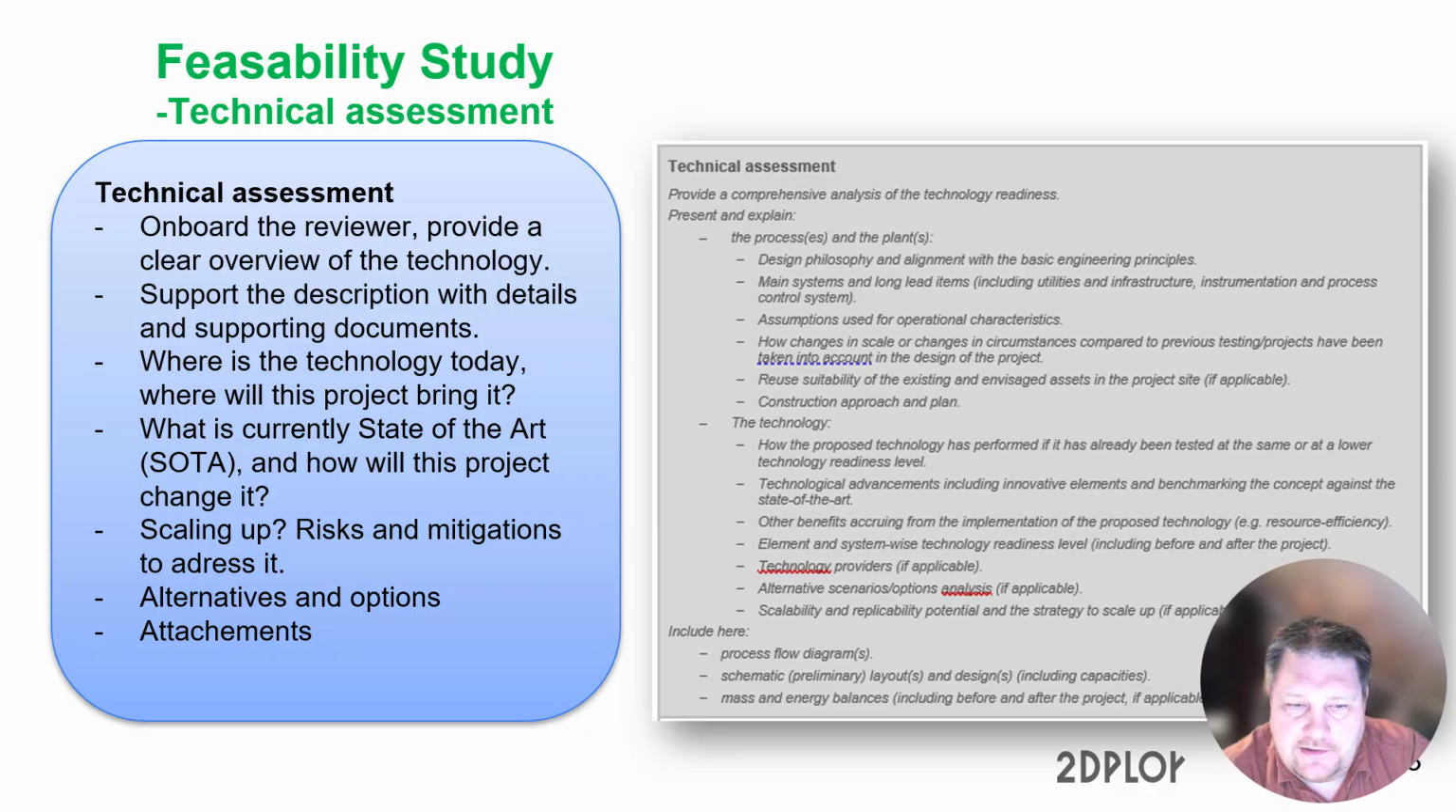What is currently the state of the art, and how will this particular project change the state of the art? If you are in a scaling up situation, this project of yours is really going to scale up the production significantly from previous technologies or previous existing plants. It's important to describe all those risks and mitigations, so all these are addressed in a good way.